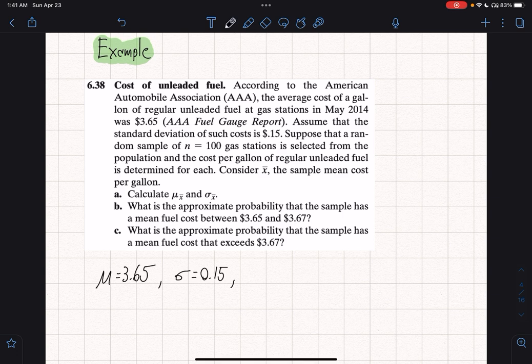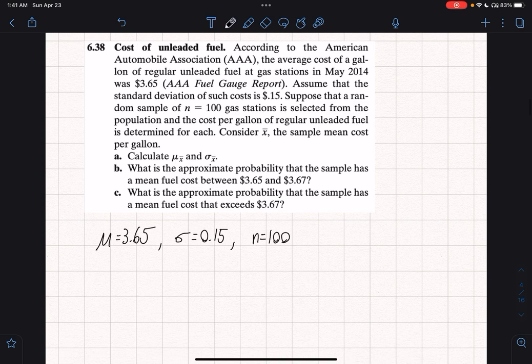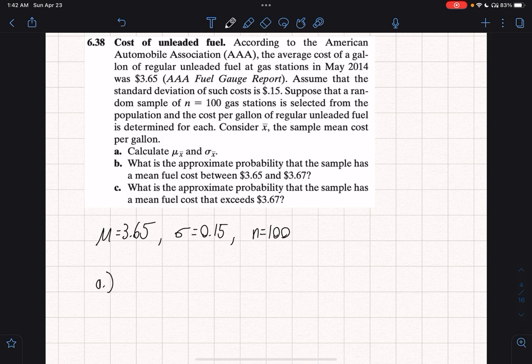Suppose that a random sample of n equals 100 gas stations is selected from the population. Okay, so n is equal to 100. And the cost per gallon of regular unleaded fuel is determined for each. Consider x bar, the sample mean cost per gallon. Okay, so part A, we want to calculate mu of x bar.